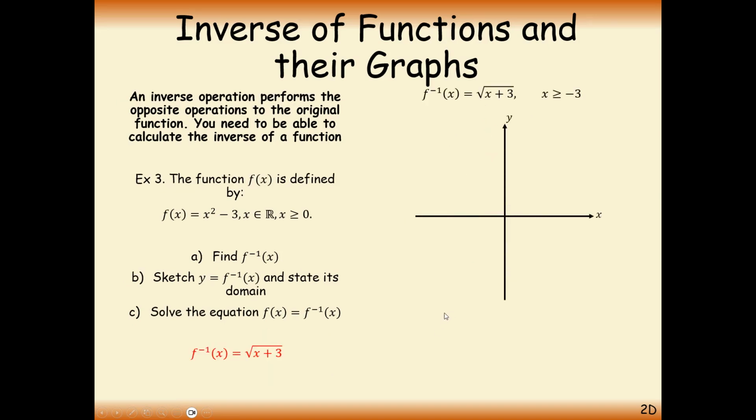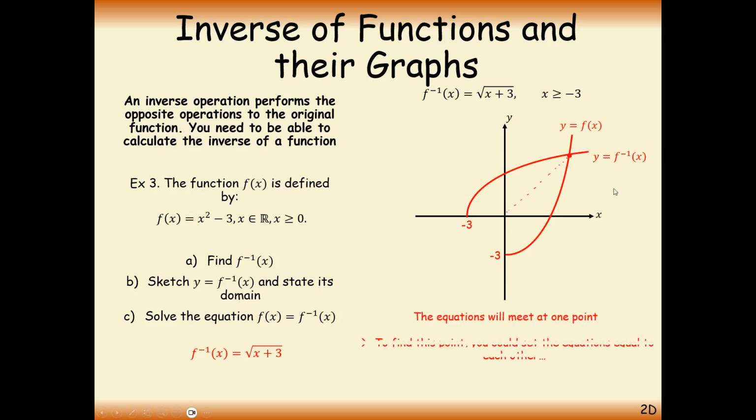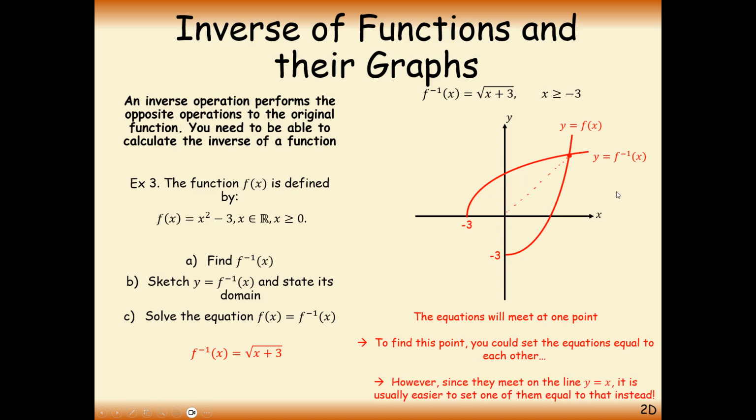Alright, so if we plot the graph of the original function and its inverse, what you'd know is that they will have only one intersection point. What is this point here? That is where y equals x. Okay, because we already know that these two functions are reflections of each other in the y equals x line.